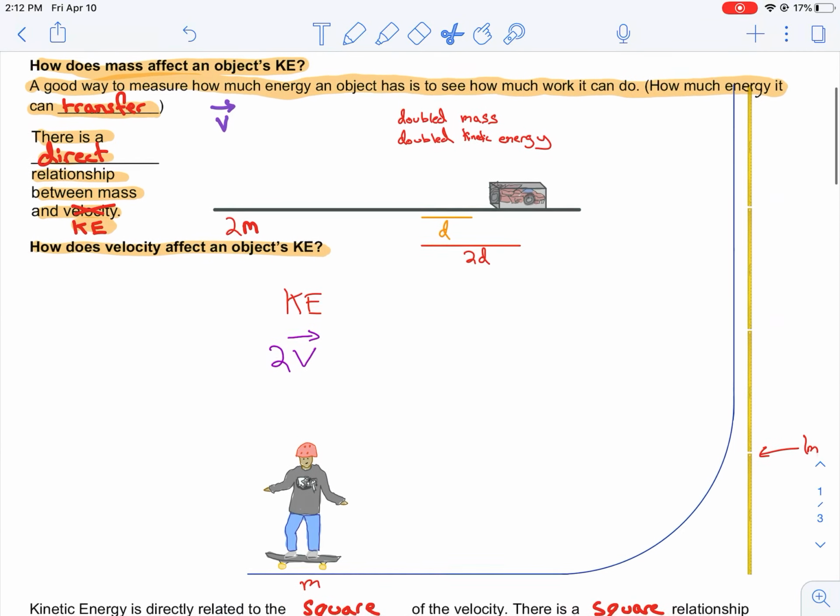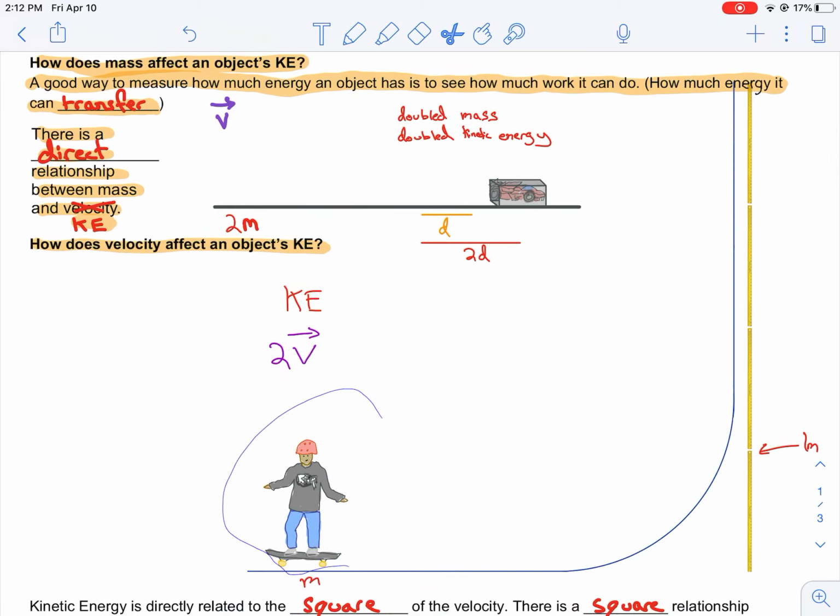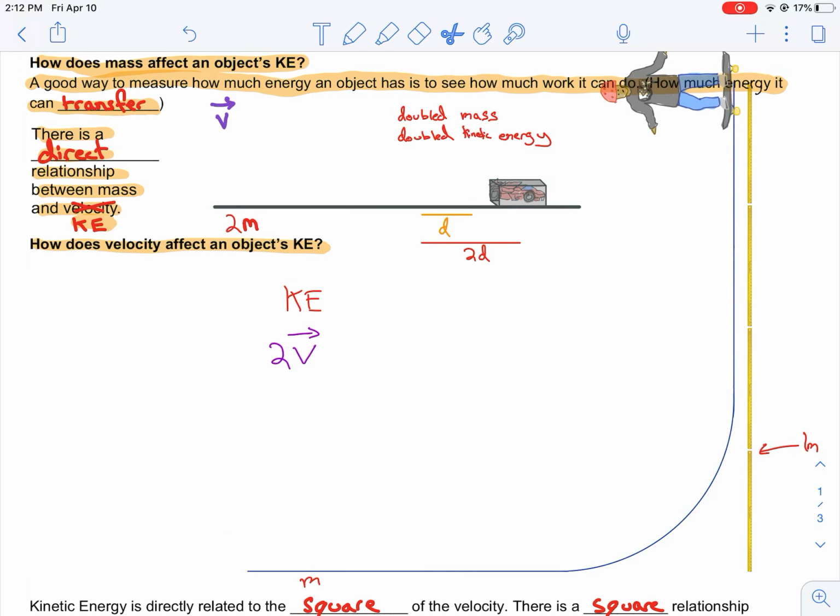Oh, whoa, I totally lost him. Nope, he's back down there. He goes all the way up to 4 meters high. So we have effectively quadrupled his height, which means his potential energy has quadrupled.